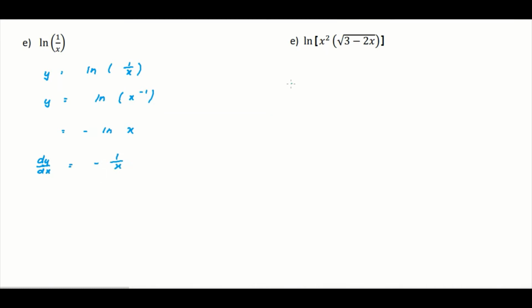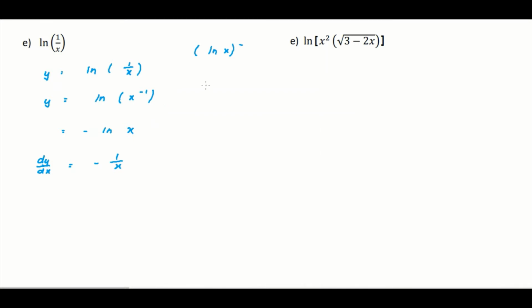Okay, all right, so E. But please make sure that the negative one belongs to x only. If you have something like this, then please don't do this, because they mean different things. So this one, the negative one, you cannot bring it in front.